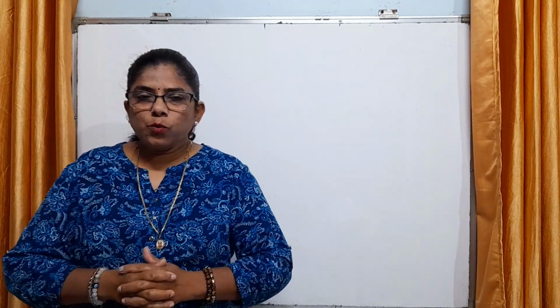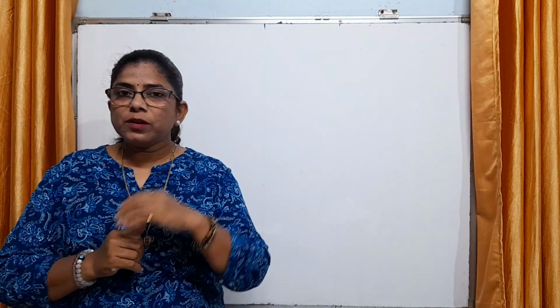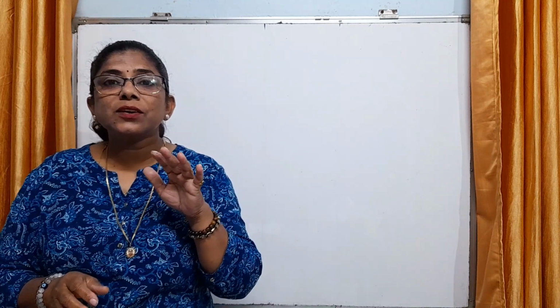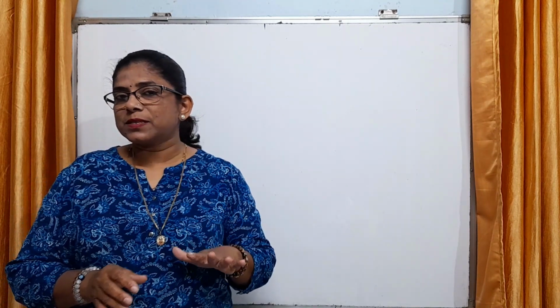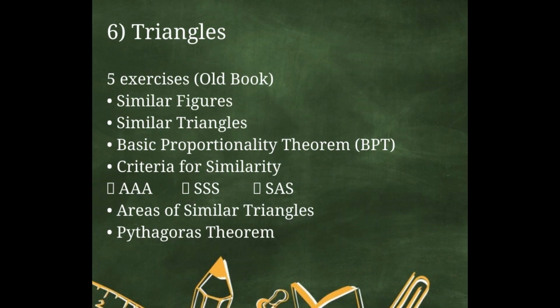Now the next chapter is triangles. In the triangle chapter, in your old syllabus, there were altogether 5 exercises and 9 theorems. Yes, 9 theorems. So what were the things included in this triangle chapter? Similar figures, similar triangles, BPT, that is basic proportionality theorem, criteria for similarity of triangles, areas of similar triangles, and one more important theorem, that is Pythagoras theorem.